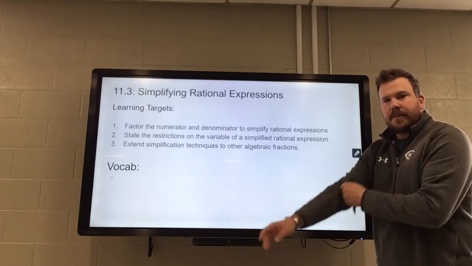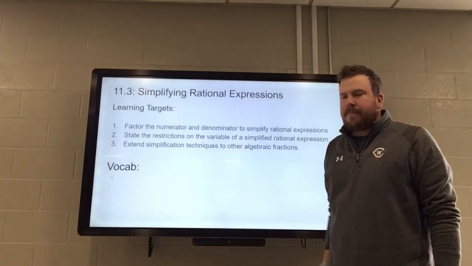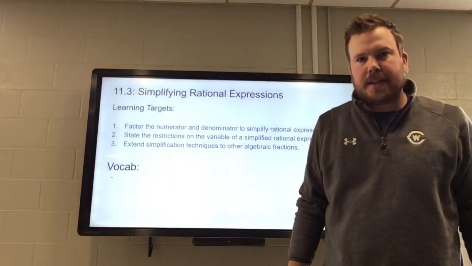So that's section 11.3. Again, we had our 3 learning targets. No vocab. Get your homework done, and I'll answer any questions in class.